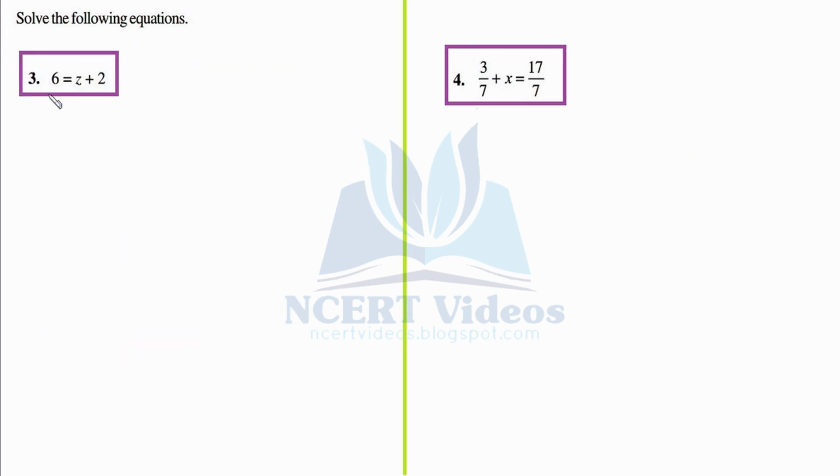Third part, 6 equals z plus 2. It is not always important to have your variables on the right hand side. You can have them on either side. The only aim is to separate them. So first of all, we will write the same, whatever is given to us: 6 equals z plus 2. We would leave this z on the right hand side and would transpose this positive 2 towards the left hand side. So it would be something like this.